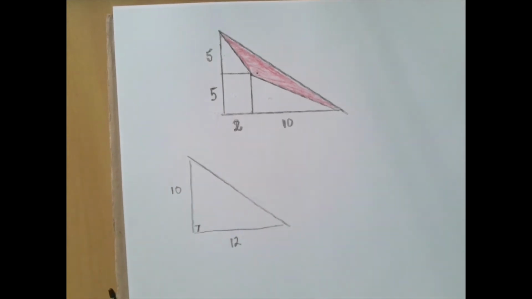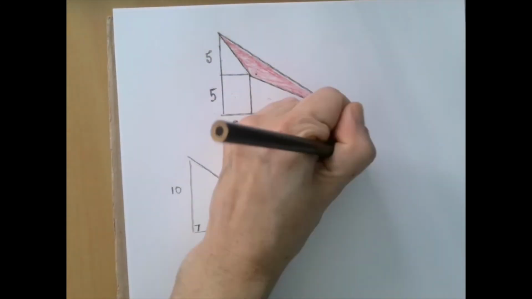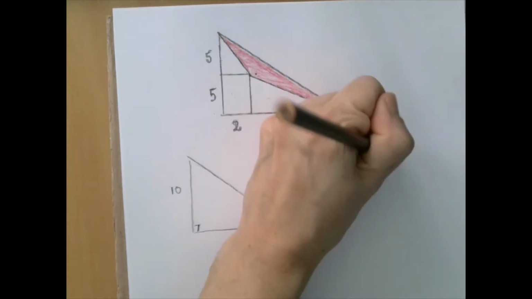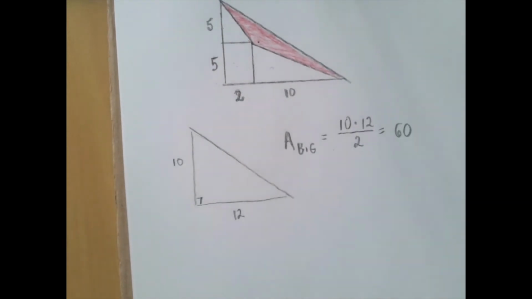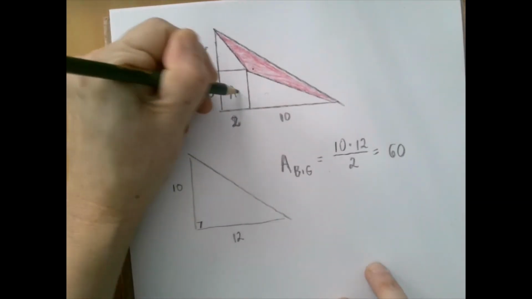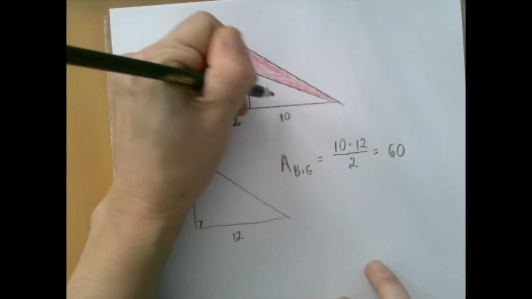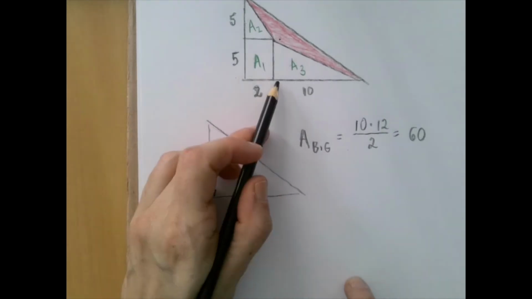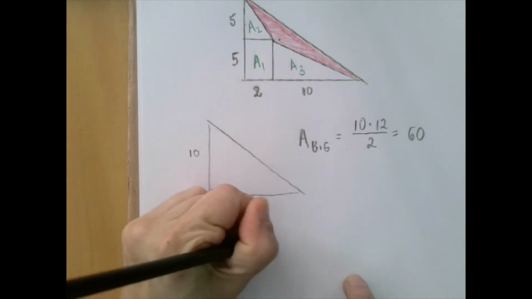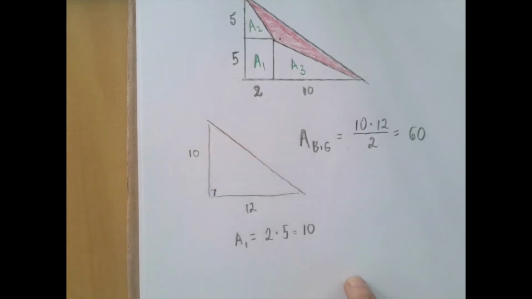So let's get started. The big area is 10 times 12 divided by 2, which is 60. If units were not given, then we don't have to worry about units either, but we can also use 10 unit, 12 unit, and then 60 units squared. That's being fancy. So then let's call this area 1, area 2, and area 3. Area 1 is the area of a rectangle with sides 2 units and 5 units. So it's 2 times 5, it's 10 units squared.